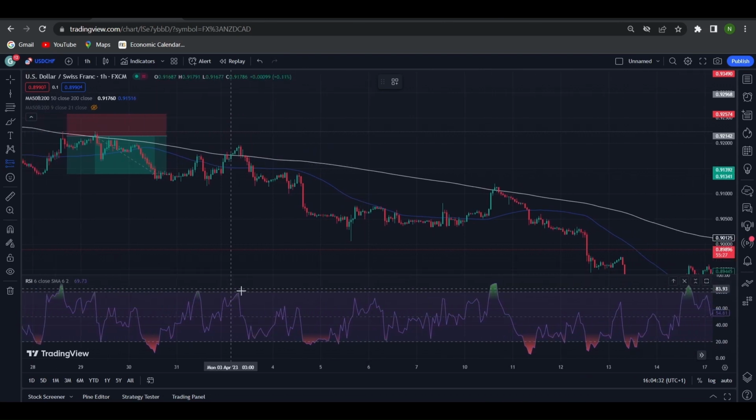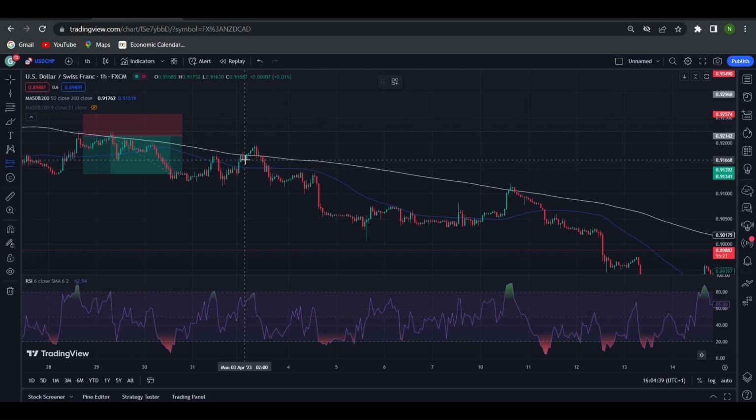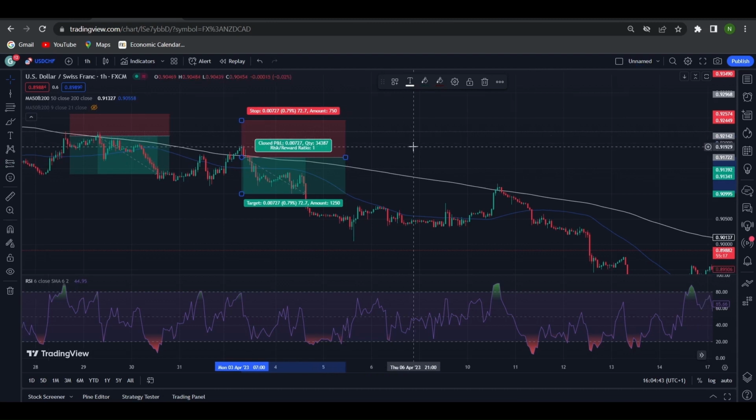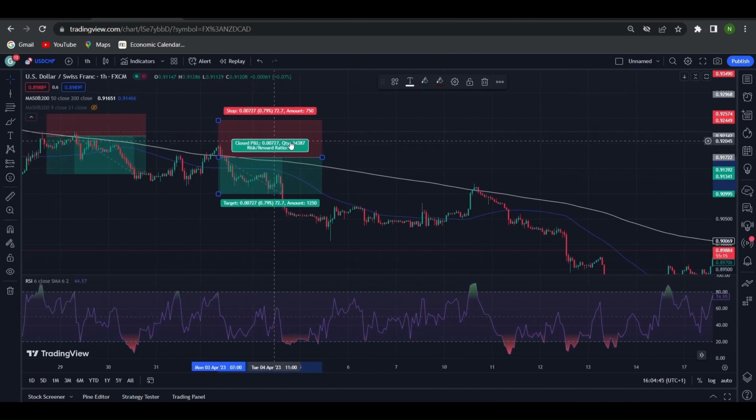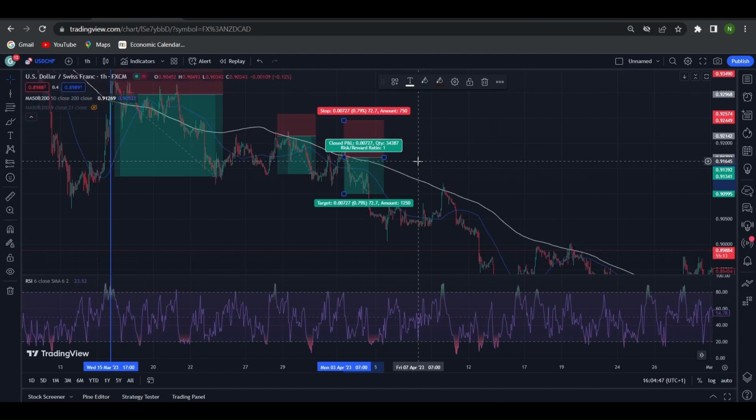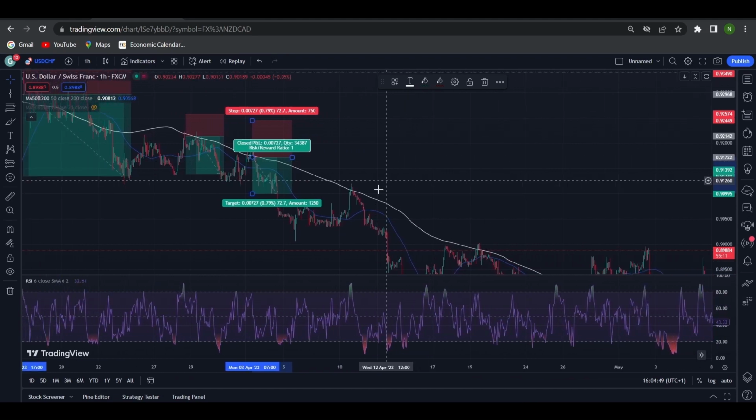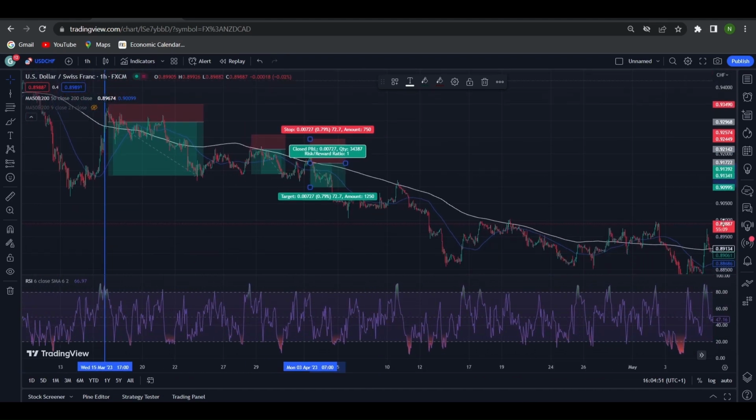Let's say, for example, the next time it reaches this area right here, you can see that it reached the 80 on the overbought side on our RSI. So you can take a trade right here as well. It all depends on how aggressive you want to be, but looking at the general idea of this strategy, you can see how well it works on certain pairs.